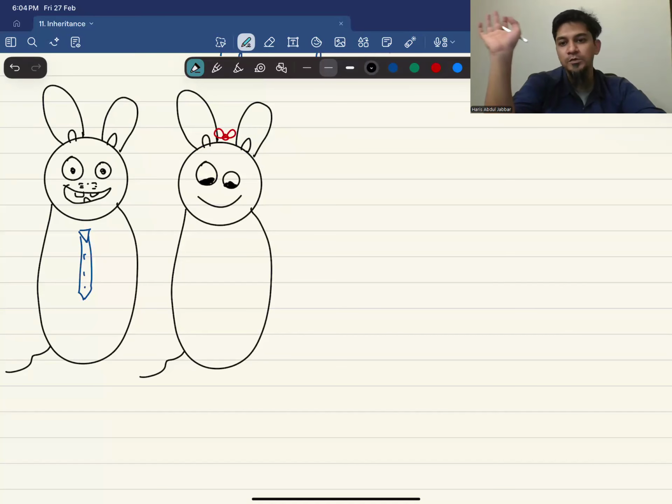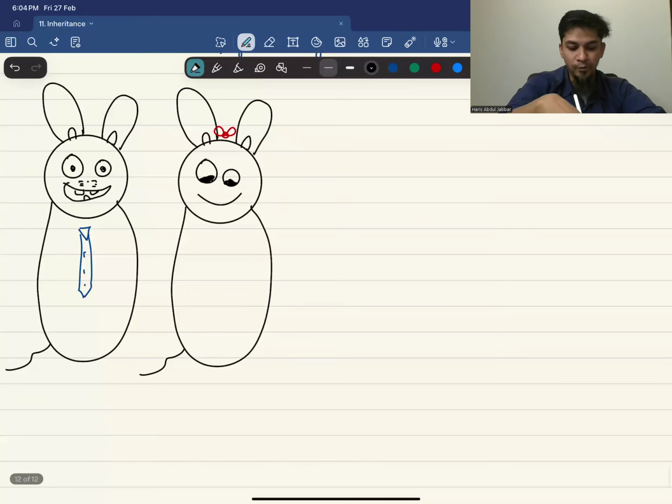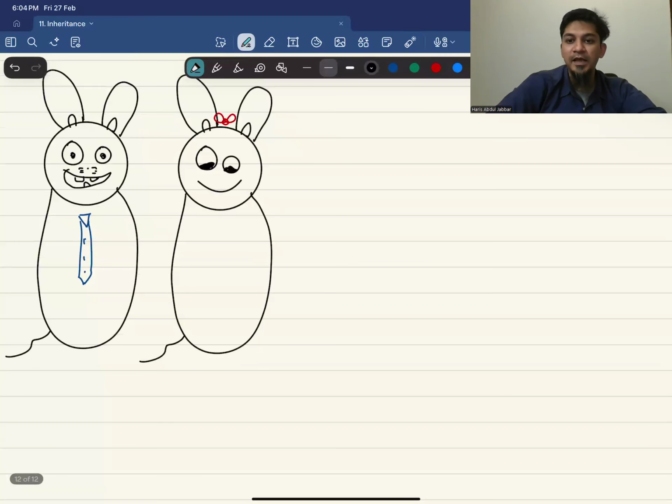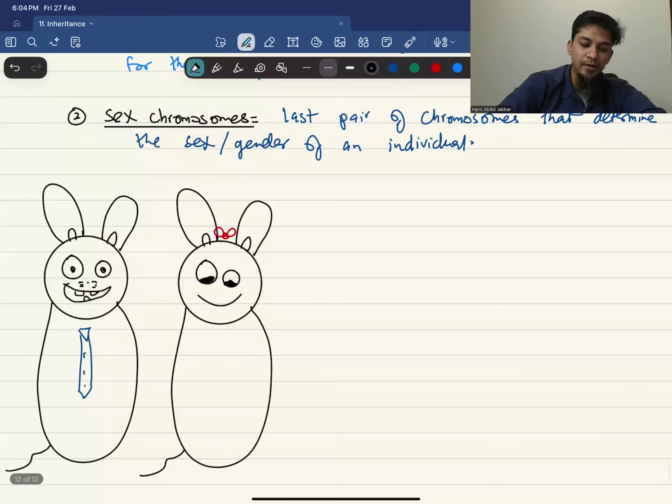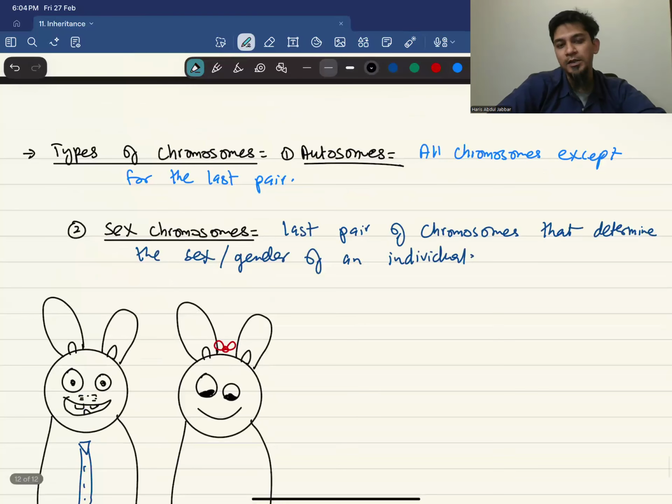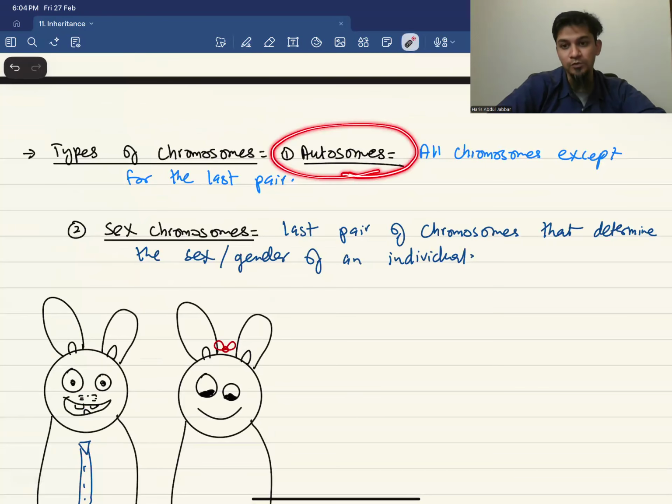Whatever the number of chromosomes that they have, we don't care. ठीक है? हाँ, हमें बस ये पता होगा कि भाई both of them, they have the same what? They're going to have the same autosomes.